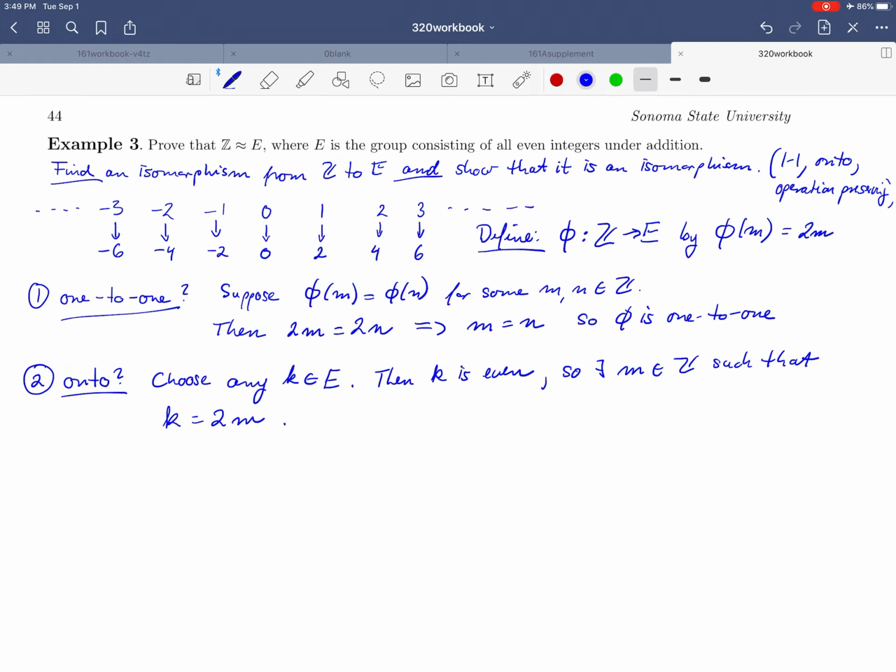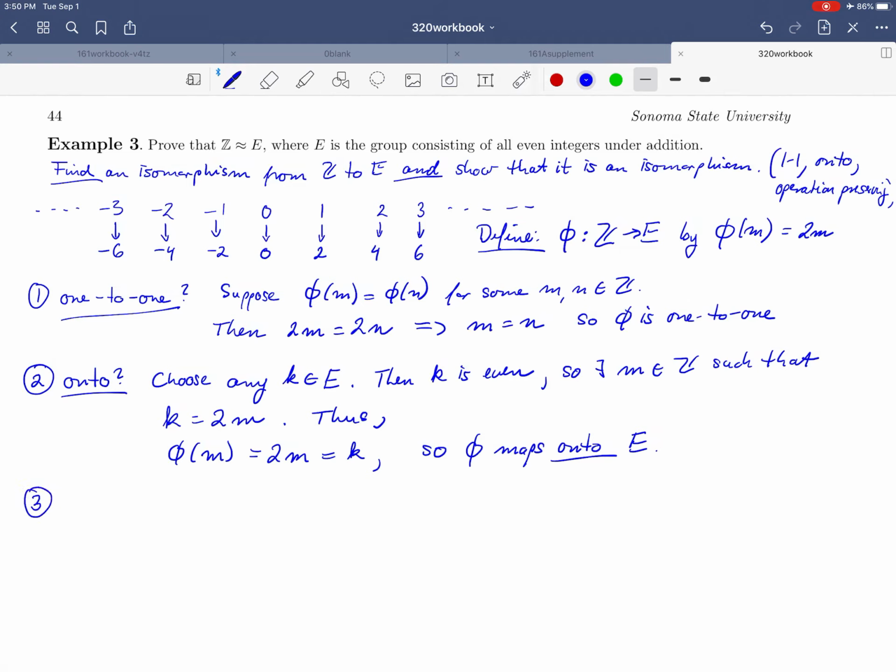Well, but there's our candidate for the input that gets sent to K. It's m. So we have that phi of m is equal to 2m, which is equal to K. So that means that phi maps onto E. So it's onto. Okay, it's 1-to-1, it's onto.